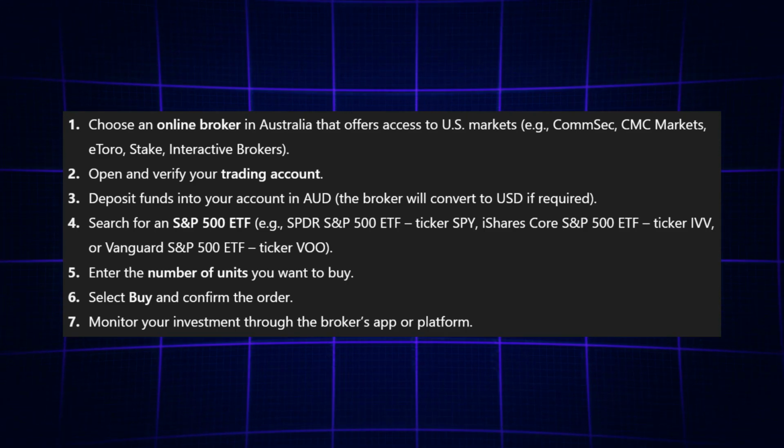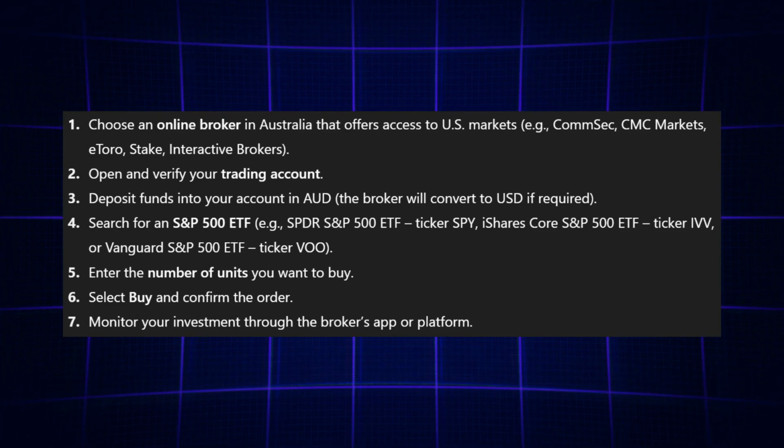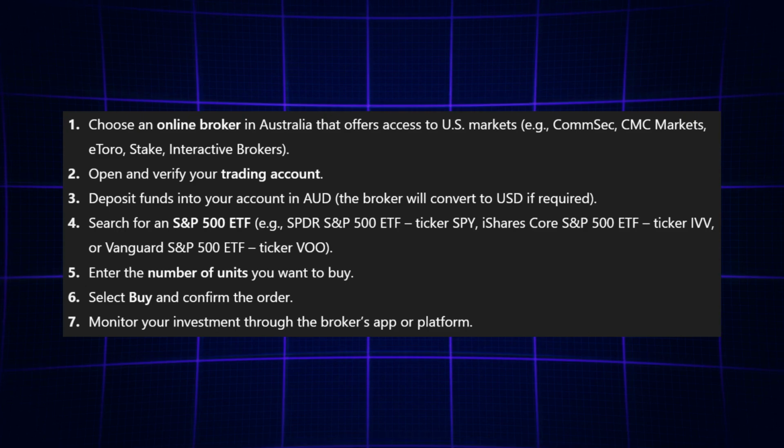After that, enter the number of units you want to buy, select the buy option, and confirm your order. So that's basically how you can invest in S&P 500 in Australia.